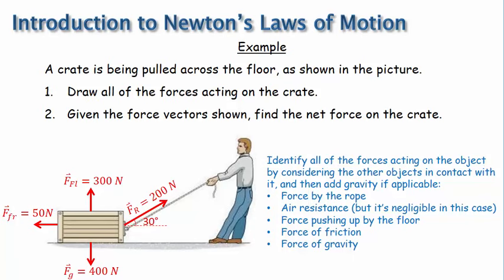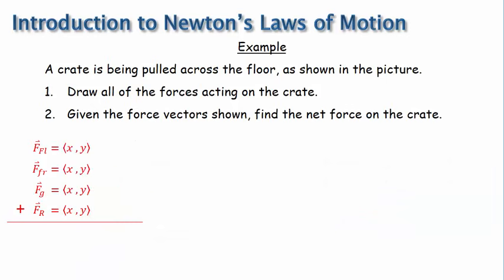Given the force vectors shown, find the net force on the crate. Okay, so we need to add up these four vectors. We'll use the usual coordinate scheme shown here. And now I'll clear the screen and list the four vectors in preparation for adding them. I put them in Cartesian form since we'll be adding these vectors. And now let's put in values.